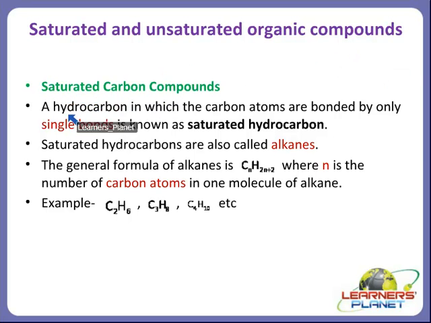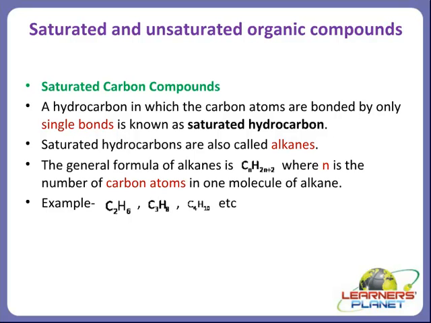Saturated carbon compounds. A hydrocarbon in which carbon atoms are bonded by only single bonds is known as a saturated hydrocarbon. The saturated hydrocarbons are also called alkanes. The general formula of alkanes is CnH2n+2, where n is the number of carbon atoms in one molecule of alkane. Say, for example, there is C2H6.